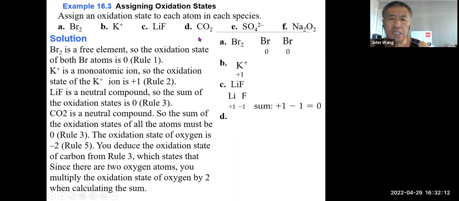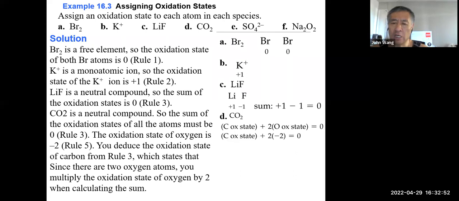The D is similar to C. We cannot get the answer from rule one or rule two. We start with rule three. This is a neutral compound. So the oxidation number for carbon plus two times the oxidation number for each oxygen will be zero. We write: C oxidation state plus two times oxidation state of oxygen equals zero. Obviously in this equation, we have two unknowns. We don't know what they are, so we have to go to rule five. Rule five will give you some of those numbers.